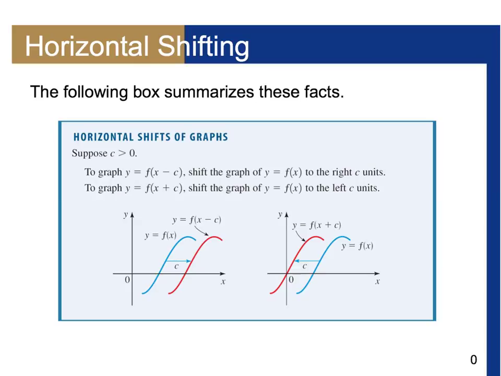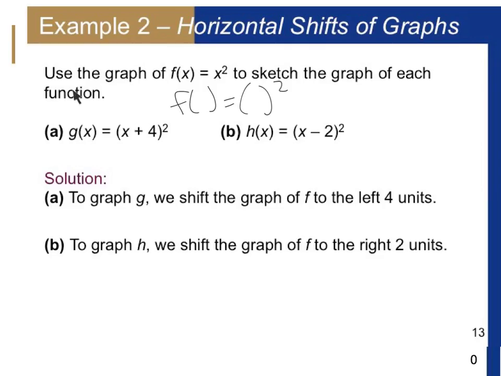We move it c units to the left. Okay, let's look at an example. Use the graph of f of x equals x squared to sketch the graph of each function. So we want to look at g of x equals x plus 4 squared for a, and h of x equals x minus 2 squared for b.